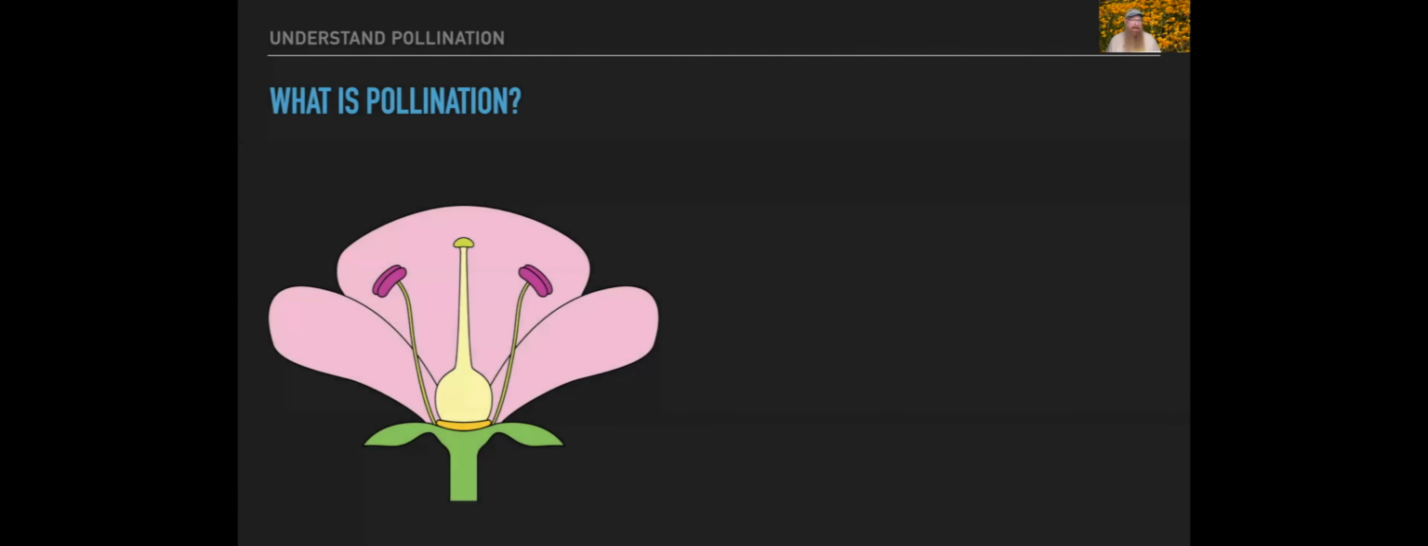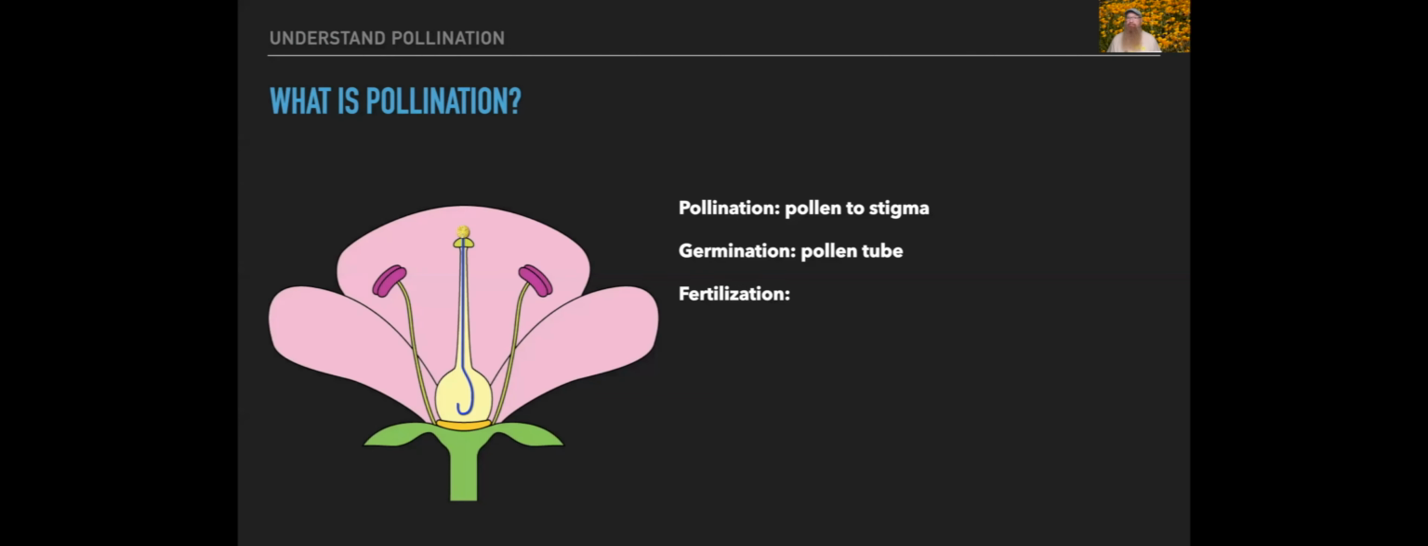So pollination, we need to really look at what pollination is. Pollination is simply the movement of pollen to a stigma like this. Boop, we just saw it, pollination. Then germination, the next part, is when it grows what's called a pollen tube, like this. It grows this tube out of the pollen grain down into the ovary to an ovule, and then fertilization occurs.